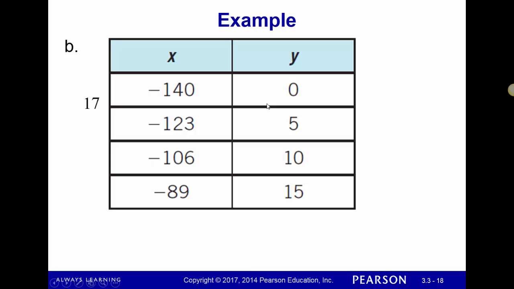Let's try this example. We see the change here is going up by 17, up by 17, up by 17, and then the y's, in each case, we're increasing by 5, so we do have a linear relationship, and there's the slope of the line, 5, the rise over the run, 5 over 17.